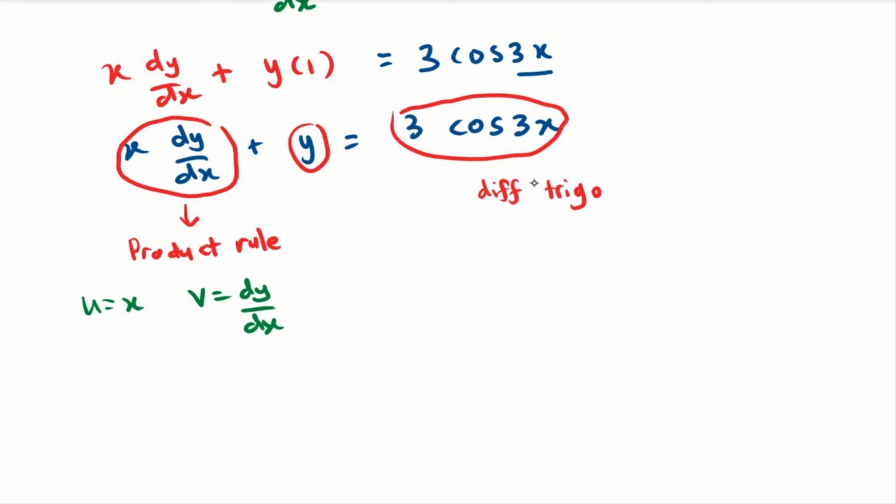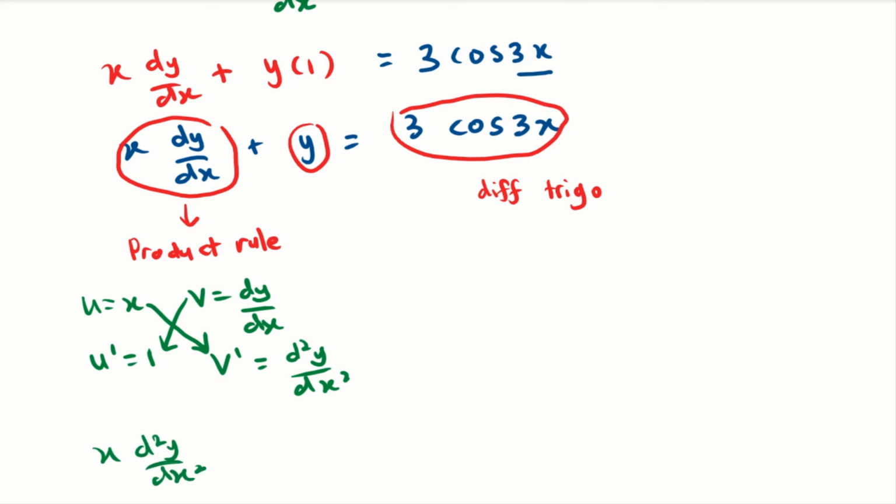So untuk x dy dx, so let u equals to x, v equals to dy dx. So then we need to differentiate u and v. So u prime is 1, v prime is differentiate dy dx, we get second derivative of y with respect to x. So then we apply formula product rule u v prime, which is x d2y over dx square plus dy dx multiplied by 1. So kita tulis dy dx saja.